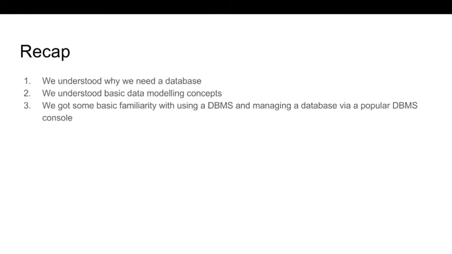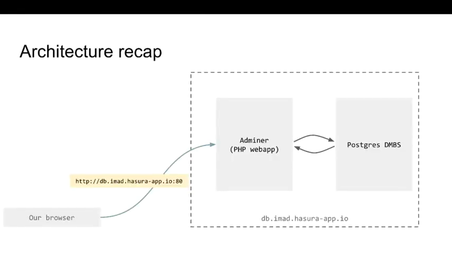To recap what we've understood so far, we know why we need a database. We've also understood some basic data modeling concepts. We've gotten some basic familiarity with using a DBMS and also managing a database. This is what the architecture looked like. We had a browser. Using the browser, we went to a web app, which was db.imat.husurapp.io, which was serving an application called AdMiner. Now, this application was a PHP web app, which was talking to the Postgres DBMS, taking results from the Postgres DBMS and sending it back to us.